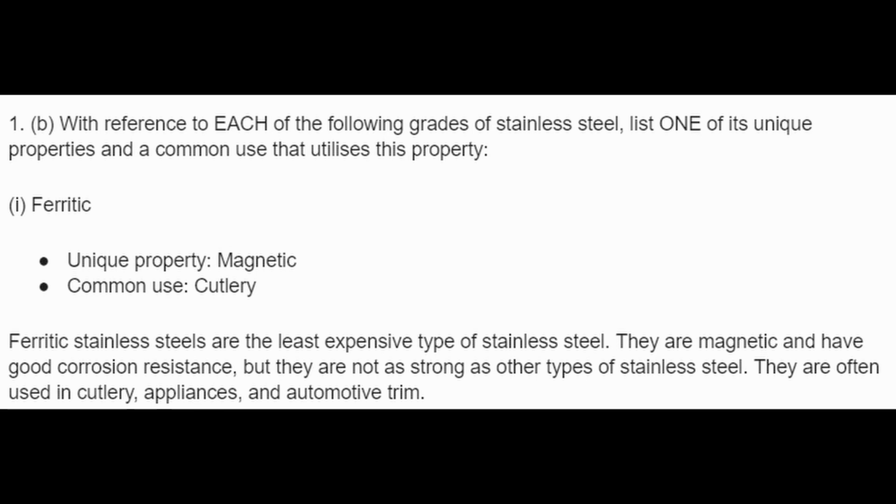Ferritic. Its unique property is it's magnetic. Its most common use is in cutlery. Ferritic stainless steels are the least expensive type of stainless steel. They are magnetic and have good corrosion resistance, but they are not as strong as other types of stainless steel. They are often used in cutlery, appliances, and automotive trim.